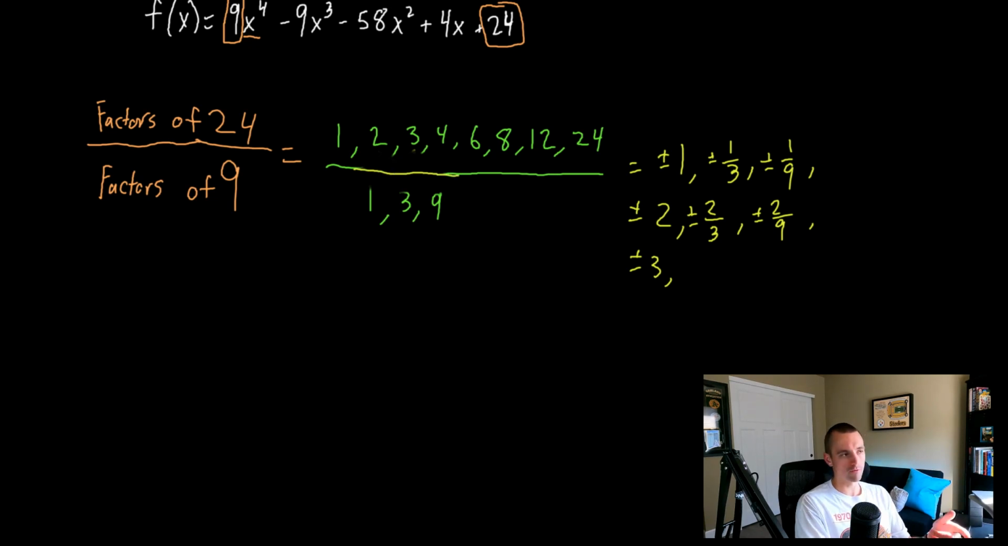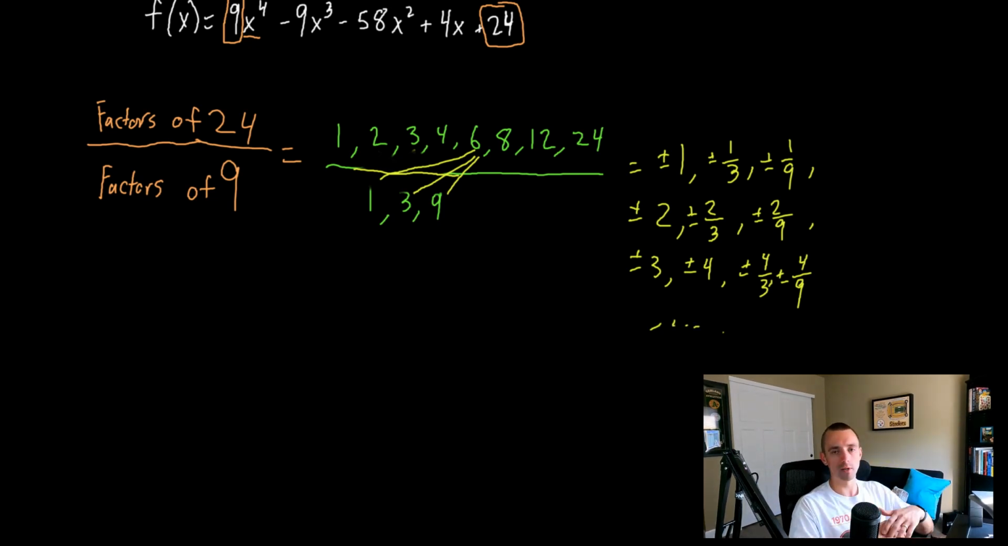Okay, then we go with 4. 4 over 1, 4 over 3, 4 over 9. That doesn't give us anything that we had before, so we're going to get plus or minus 4, because 4 over 1 is 4, plus or minus 4 over 3, plus or minus 4 over 9, and so on. I think you probably get the pattern by now, but you keep going. 6 over 1, 6 over 3, 6 over 9. Keep in mind, though, you want to simplify those fractions all the way and make sure that you don't get a number that you already had, because if you do, then you don't need to write it again. But anyway, going through this whole process, you're eventually going to end up with a big list of factors.